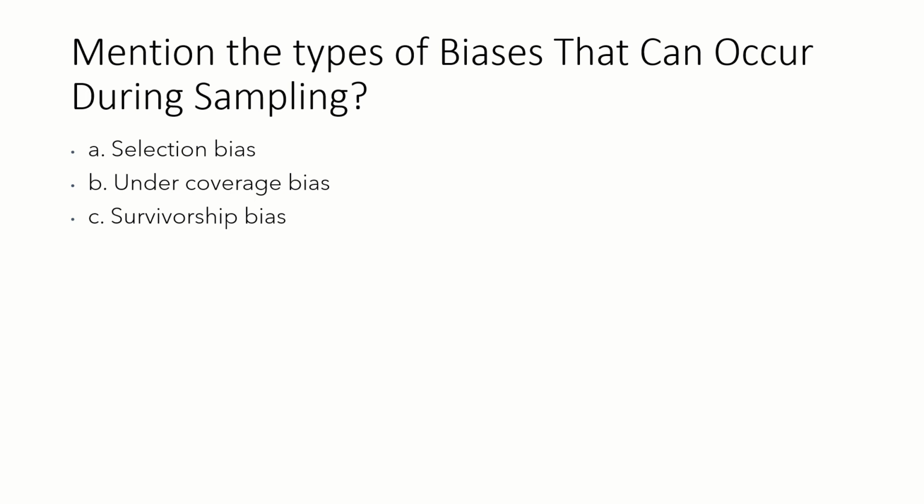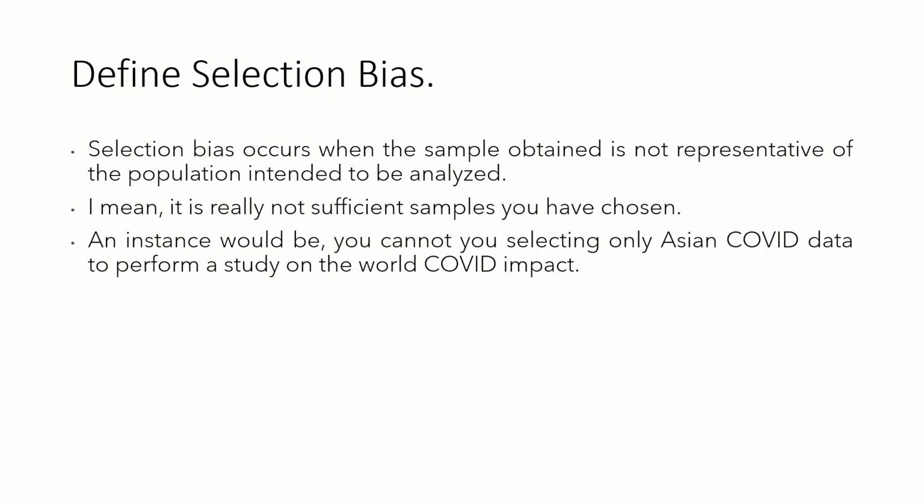Mention the types of biases that can occur during sampling. There are three types: selection bias, undercoverage bias, survivorship bias. These three are there.